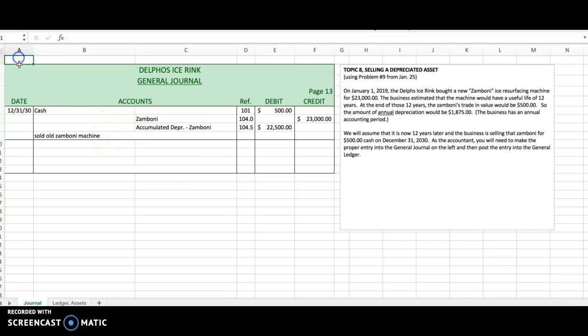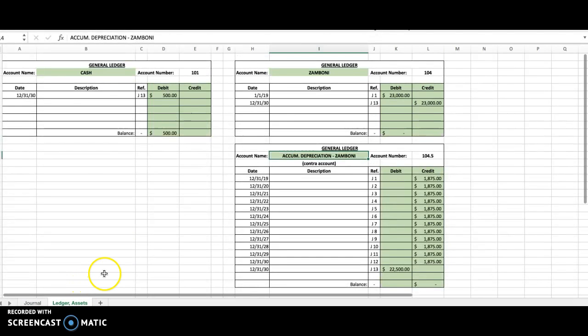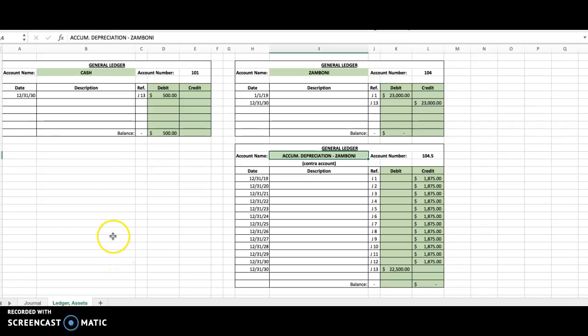So this is what happens when we sell an asset. We debit cash for whatever we got for the asset, and we credit the asset to close it out. But we have to close it out by the amount of money that the account has in it, the $23,000. And then we also have to close out the accumulated depreciation account, the $22,500. And then our ledger looks like this. Cash has been debited, and these two accounts have been closed. We call this closed because they have 0 balances.